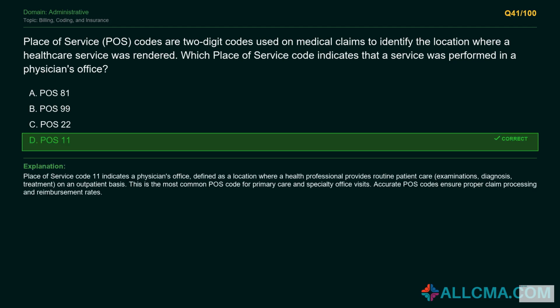The correct answer is D. Place of service code 11 indicates a physician's office, defined as a location where a health professional provides routine patient care, examinations, diagnosis, treatment, on an outpatient basis. This is the most common POS code for primary care and specialty office visits. Accurate POS codes ensure proper claim processing and reimbursement rates.